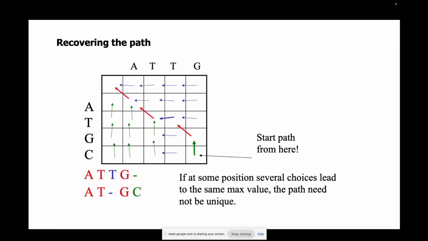And if at some position several choices lead to the same maximum value, there can be multiple paths. That is what it is saying: the alignment can be visualized in multiple ways with the same score. So multiple alignments are possible there as well.